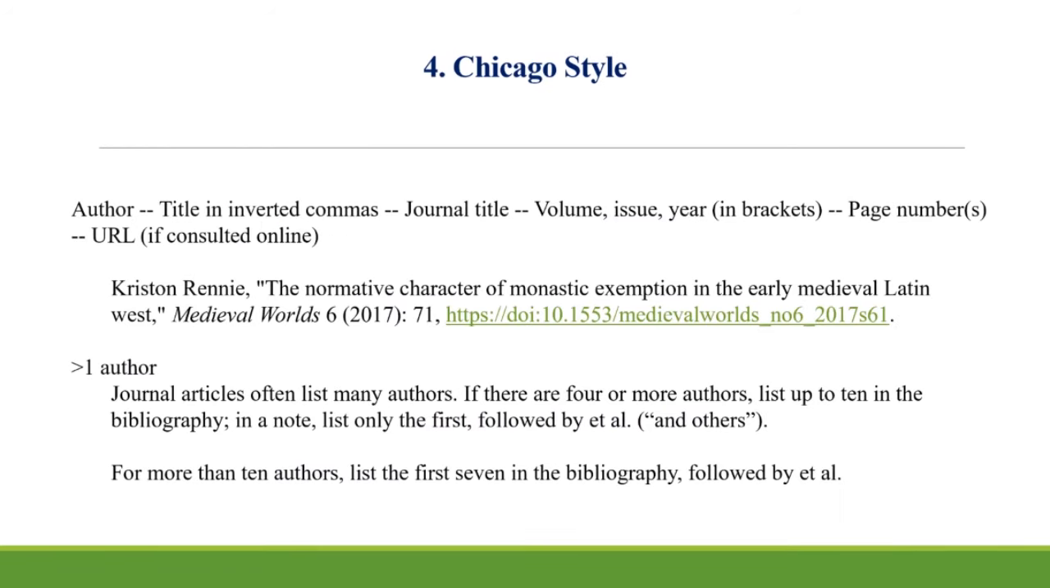Chicago style, right? Here the year comes at the end, as you can see. You have the author first, then the title in inverted commas, then the journal title, volume, issue, year in brackets, page numbers, and URL if it's online. If you have one author, then you can list one author. If there are four or more, you can list up to 10 in a bibliography.